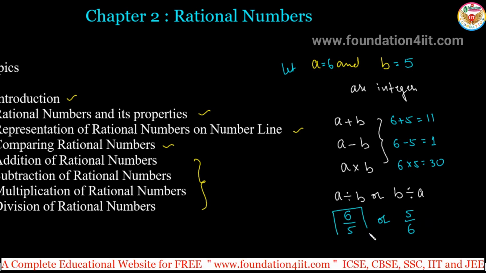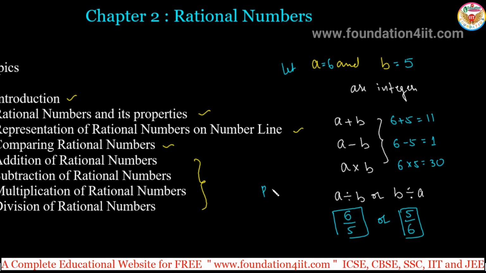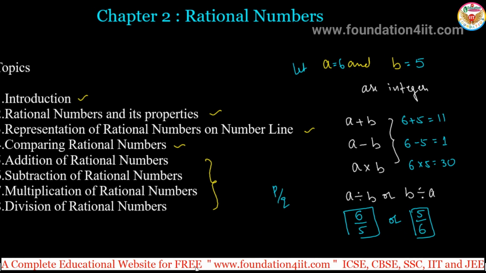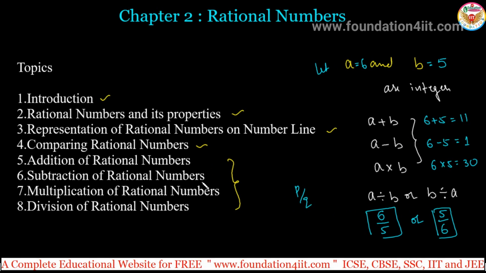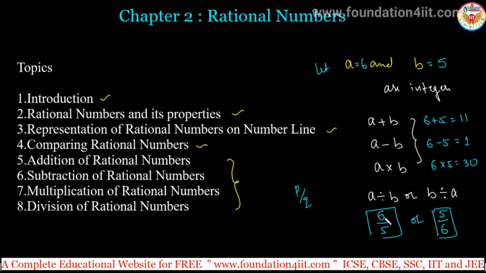Now these come under rational numbers, like the p by q form. So let us clearly discuss these rational numbers. That means fractions are said to be rational numbers in the form p by q, where q is non-zero. Here a and b are both integers. So we will discuss the rational numbers and their properties one by one along with the definition.